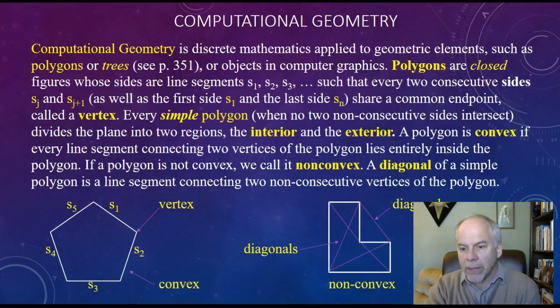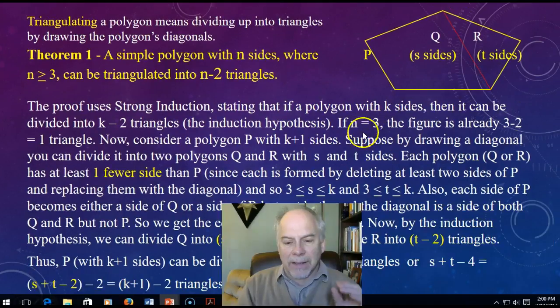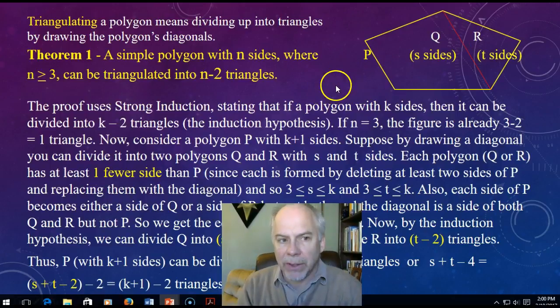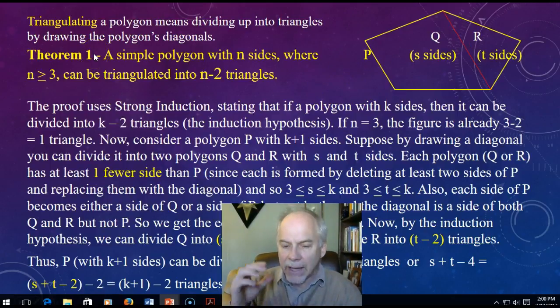All right, so there's some terminology that we are going to use. So an application of induction, strong induction, can be made to computational geometry in the area of triangulating a polygon. Now, triangulating a polygon means dividing the polygon up into triangles by drawing the diagonals of the polygon. And theorem 1 is what we're going to look at, the proof for.